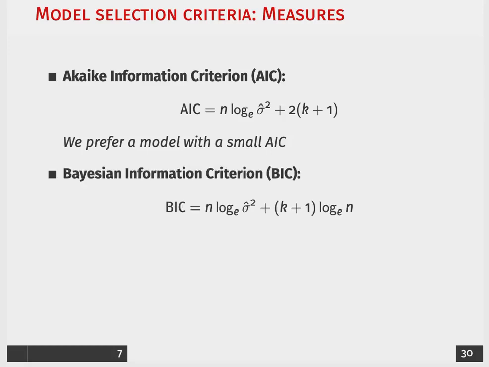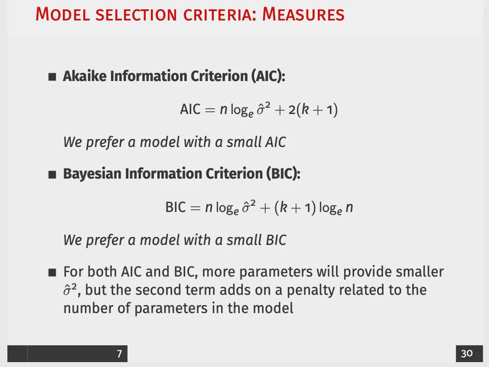Now, the BIC does discount more extremely for higher values of k. And this is the crucial part here. So typically, a BIC will be higher if you have higher numbers of covariates, all else equal. And we would interpret the BIC the exact same way, in the sense that we would prefer to have a small BIC. So for both the AIC and the BIC, more parameters will provide smaller sigma squared.